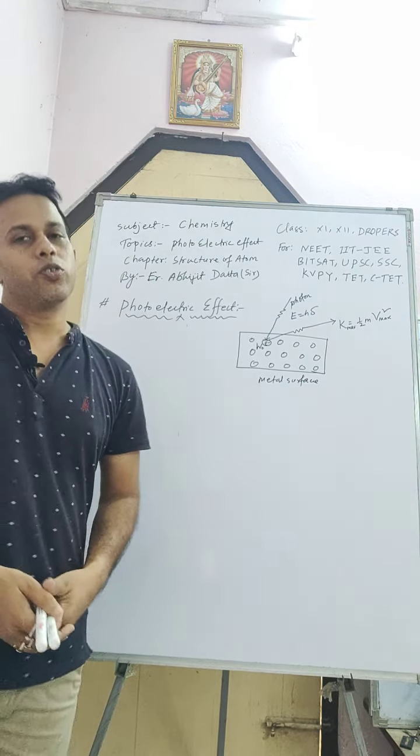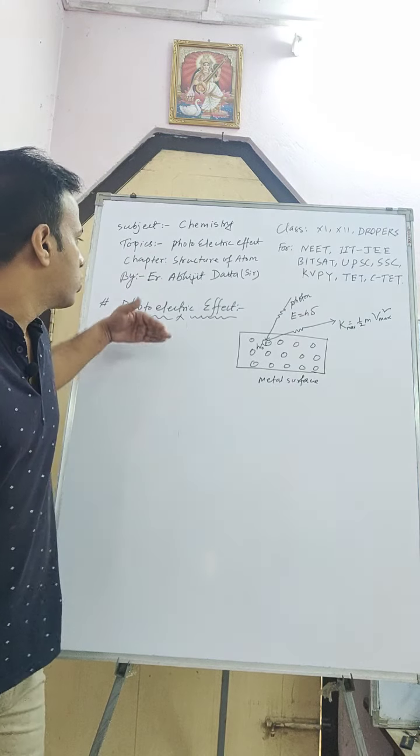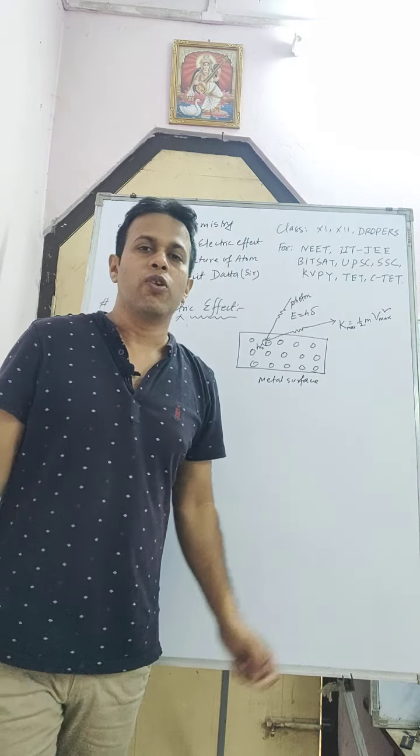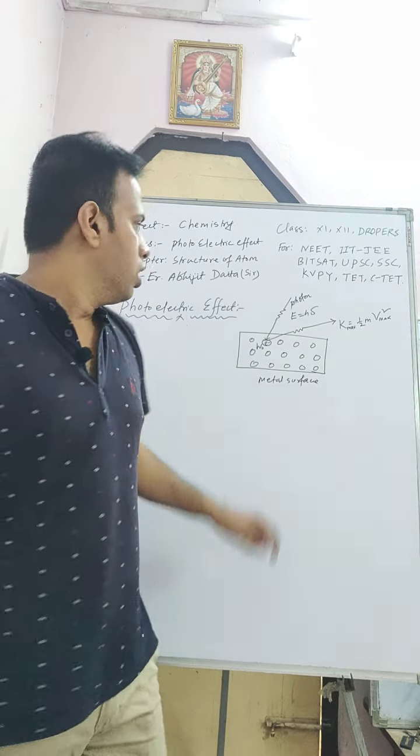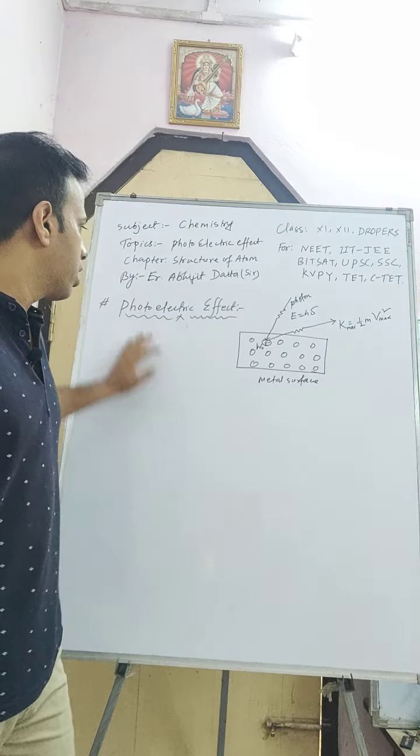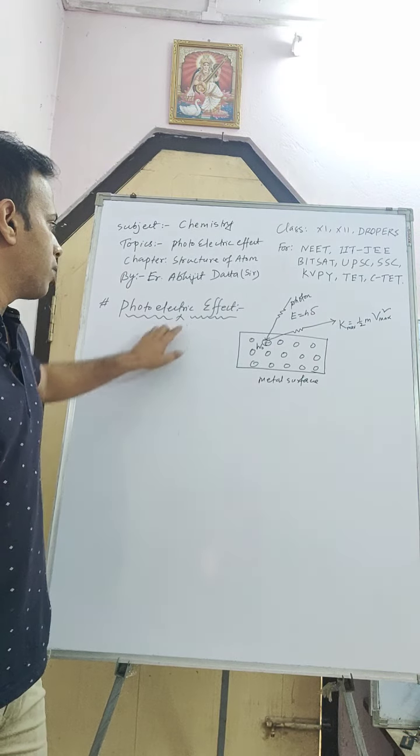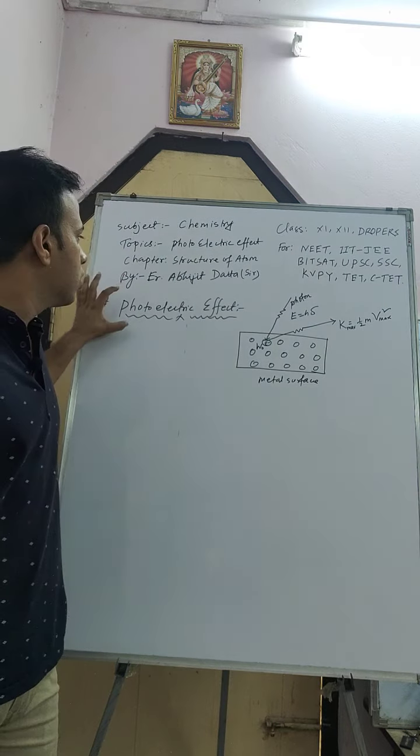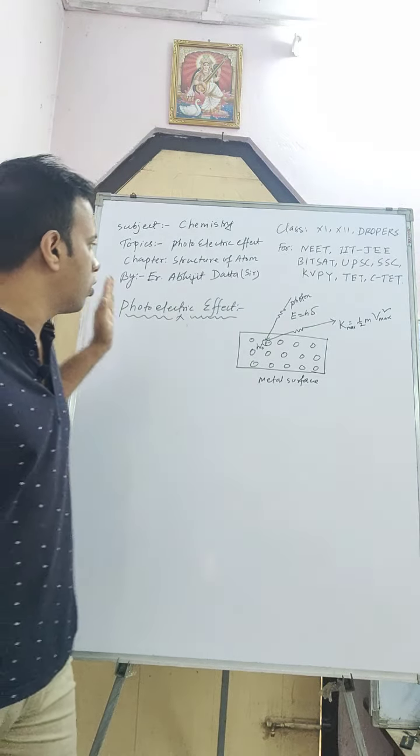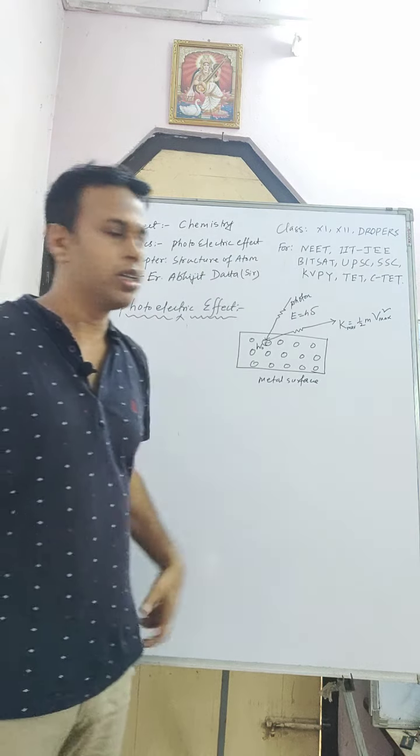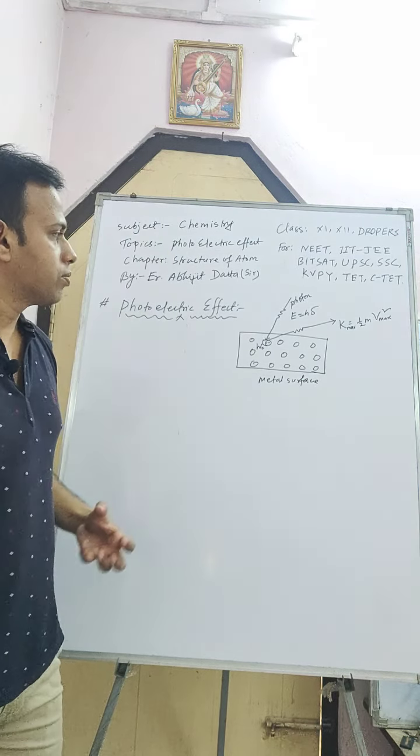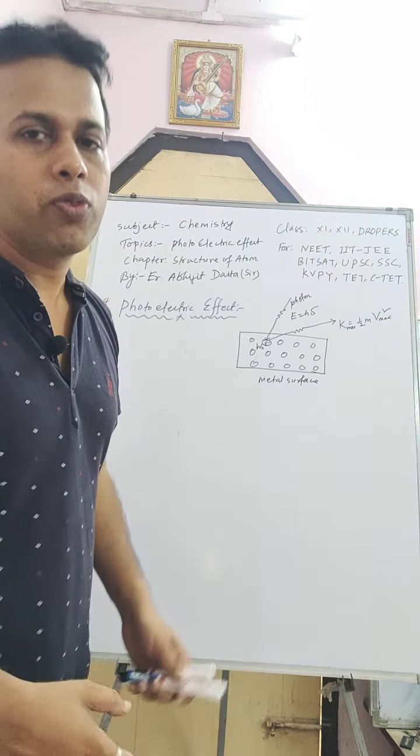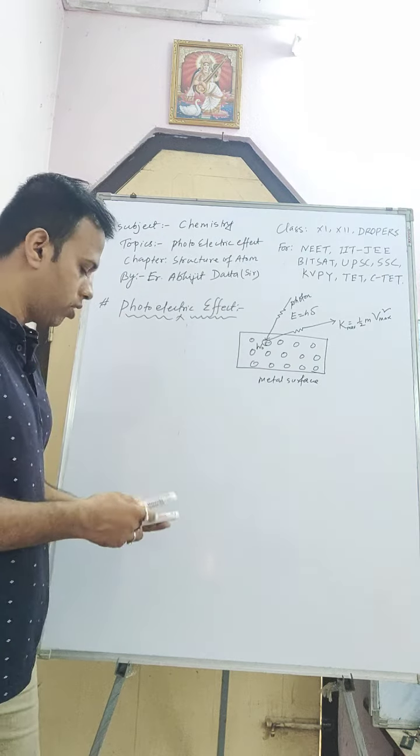Today we will study the photoelectric effect from chemistry, from the chapter Structure of Atom. You know Albert Einstein, who is basically known for the theory of relativity. He is also known for the photoelectric effect, and for this he got the Nobel Prize. So what is the photoelectric effect? We will discuss it here. So let's start.